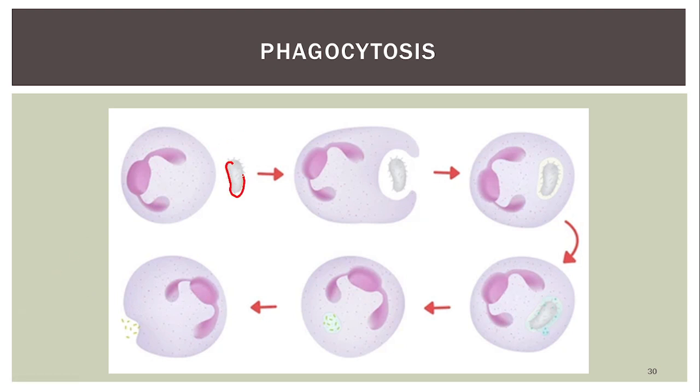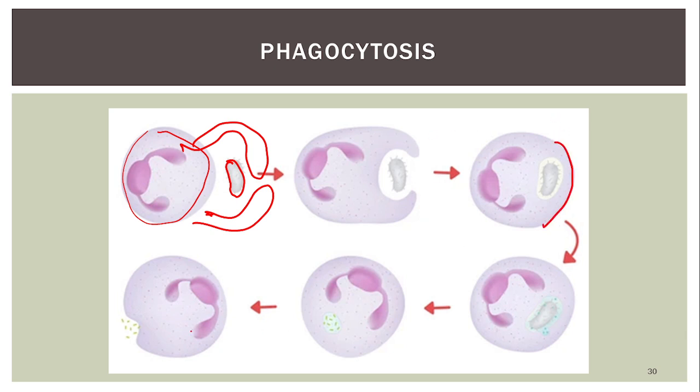We have our virus or bacteria here, and then we have our phagocyte over here. It engulfs it, going over it from the side, and then eats it up. Then it digests it into smaller pieces over here, and then it releases it.